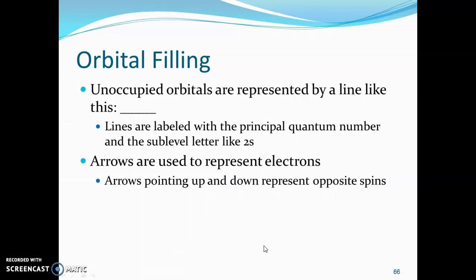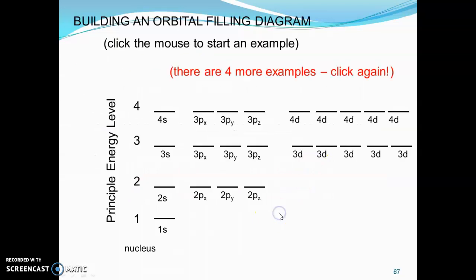All right. So when we do orbital filling diagrams and write them out by hand, usually we will represent the orbitals with a line. You can draw a box if you want to. A lot of times diagrams you see printed in a textbook will have a box around them, but we're just going to do lines. And then we'll label those lines with the principal quantum number and the sublevel. So like 2s, 2 for the second energy level or the principal quantum number, and s for the sublevel or the shape of the orbital. And then we're going to use arrows to represent the electrons, pointing up or pointing down to represent the different spins.